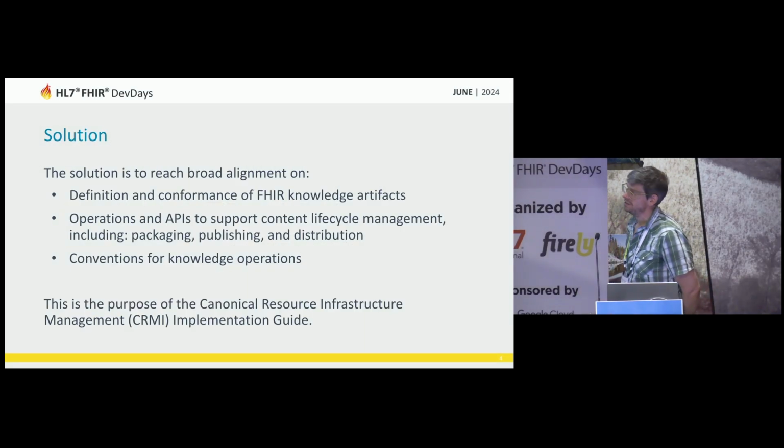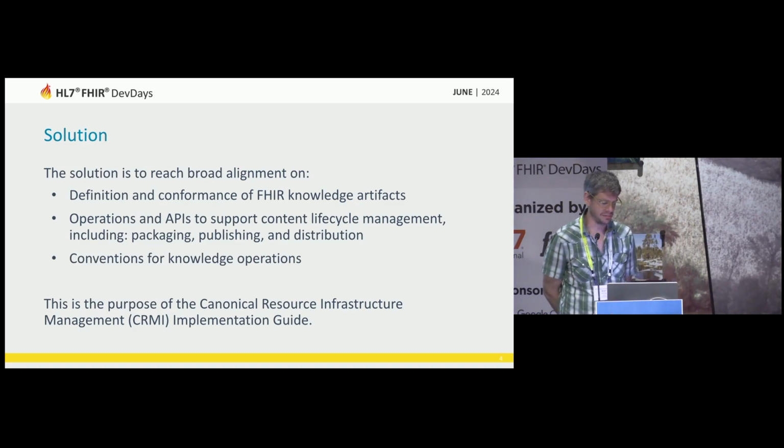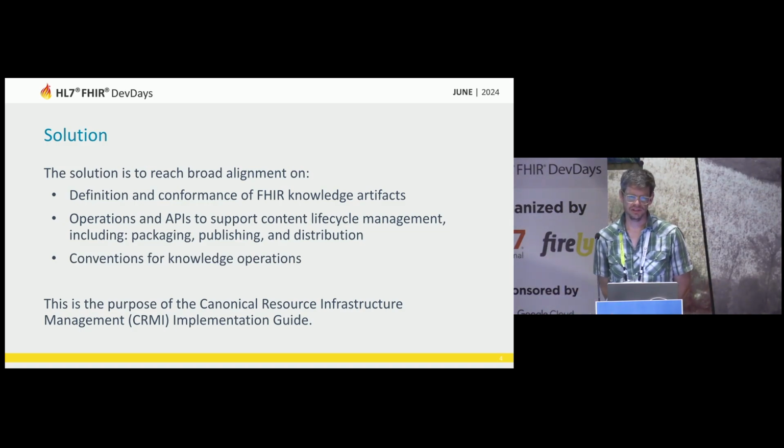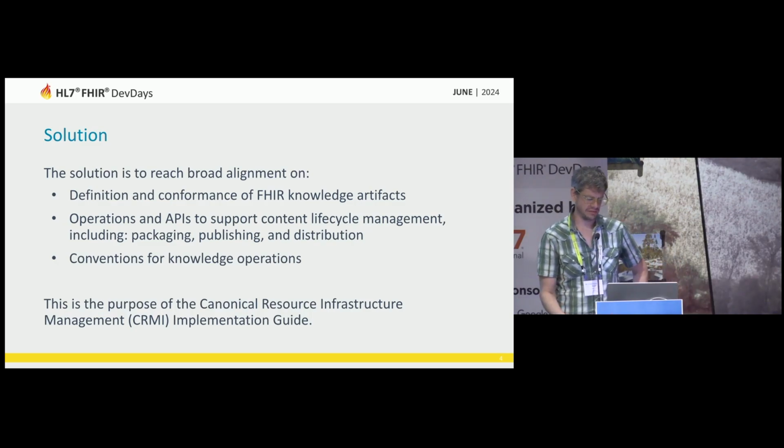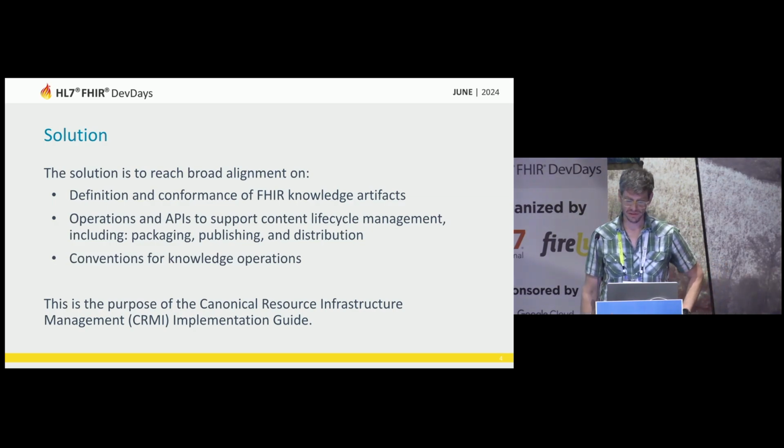And so the solution is to reach broad alignment on how we define what a knowledge artifact is in FHIR. What are the operations and APIs to support the lifecycle management of this content, like packaging them up, publishing them, distributing them, and then some conventions around knowledge operations. A lot of these FHIR resources that we're creating, we do interesting things with them. We pre-populate them if they're a questionnaire, or we apply them if it's a plan definition we want to do decision support, or we run a measure.